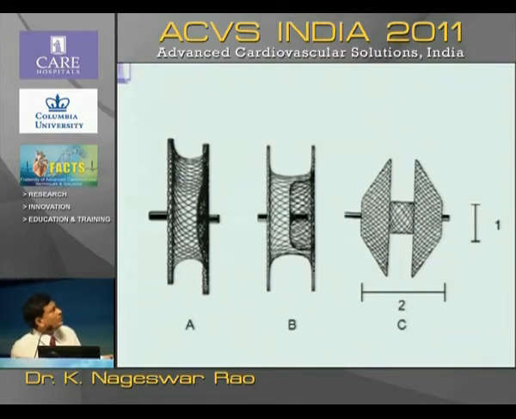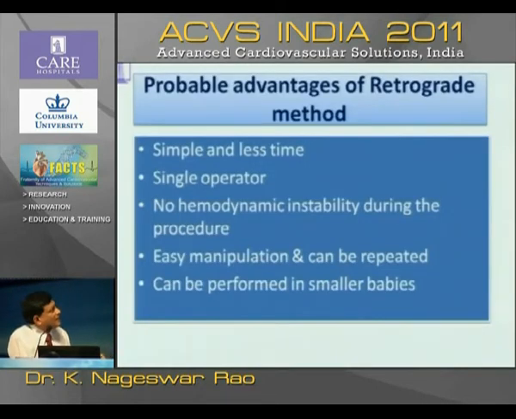The advantages of this method: it is a single operator procedure, simple, with less fluoroscopic time. There is no hemodynamic instability, manipulation is easy, it can be repeated in the same patient within a short time, and it can be performed in smaller babies as small as 7 months and less than 5 kilograms.